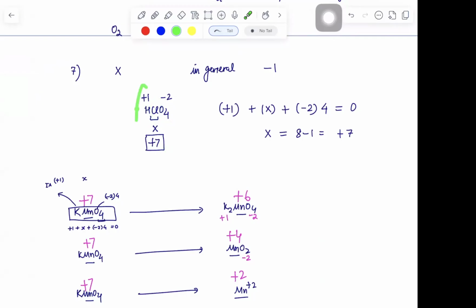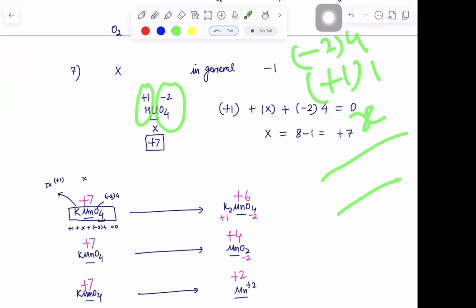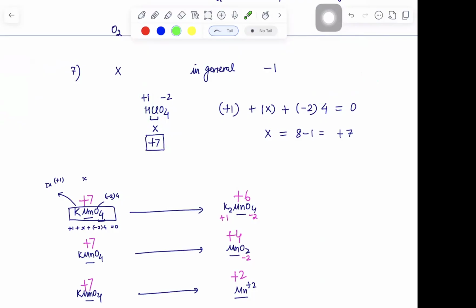Because hydrogen is +1, oxygen is -2. तो आपने लिखा -2 वाले 4 members, +1 1 member, chlorine is another member, net charge is 0. तो x कितना आएगा? सॉल्व करके मेरे को. x +1 -8 is 0, so x is how much? 7. Is it clear? Can you solve such question? Any issues?